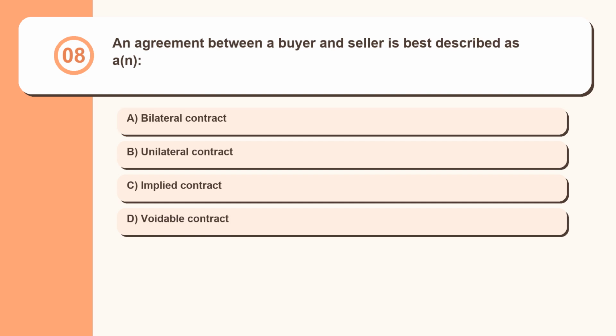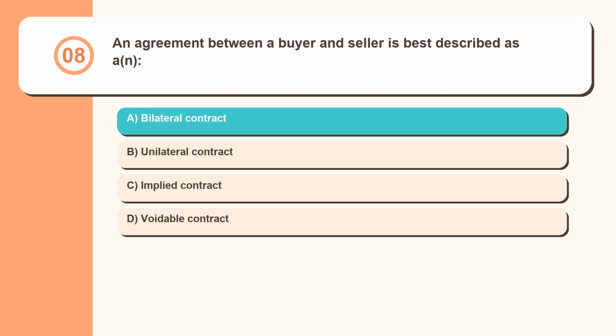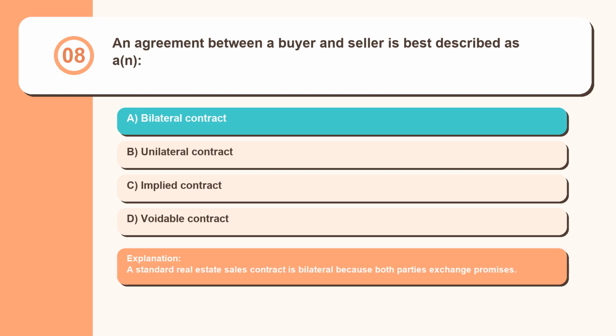Question 8. An agreement between a buyer and seller is best described as a bilateral contract, unilateral contract, implied contract, voidable contract. A standard real estate sales contract is bilateral because both parties exchange promises.